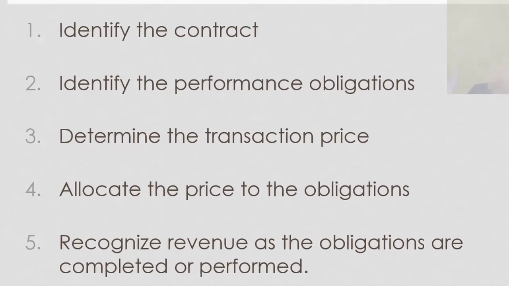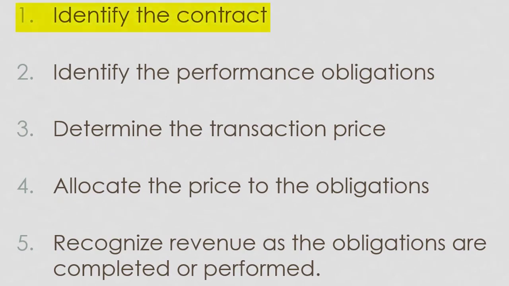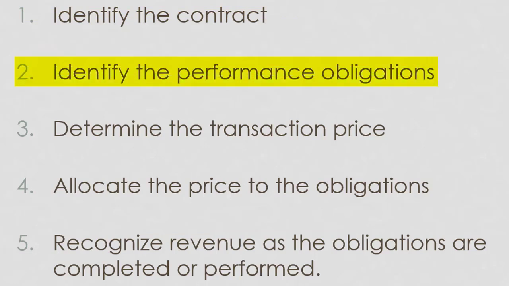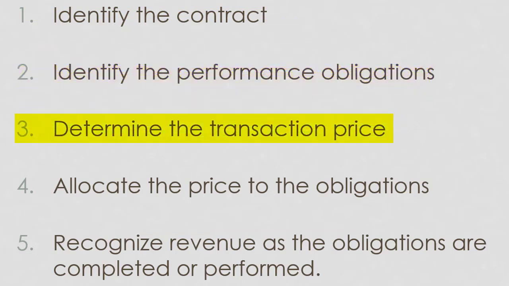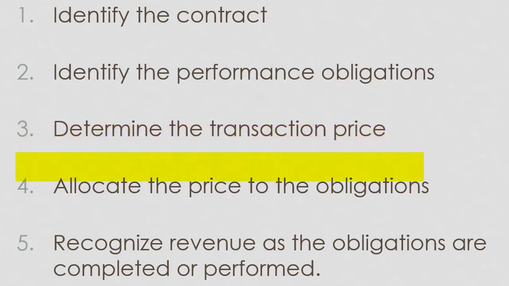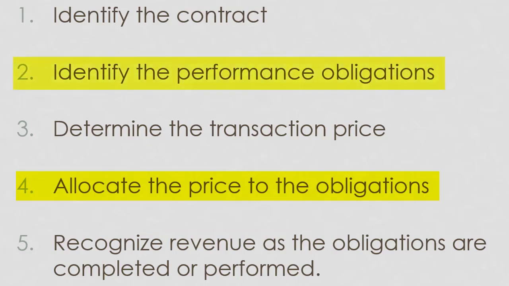Now, the new rule really comes down to these five principles. Number one, you have to identify a contract. Number two, you have to identify your performance obligations. Number three, we determine the transaction price, or what we're going to get paid. Number four, we allocate the price to the different obligations. That's the obligations that we identified up in step two.